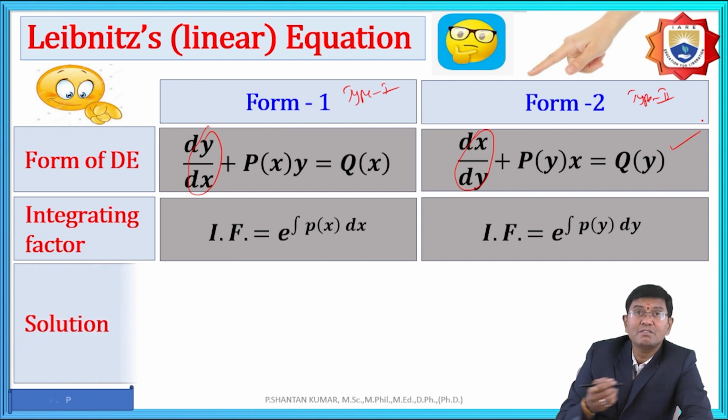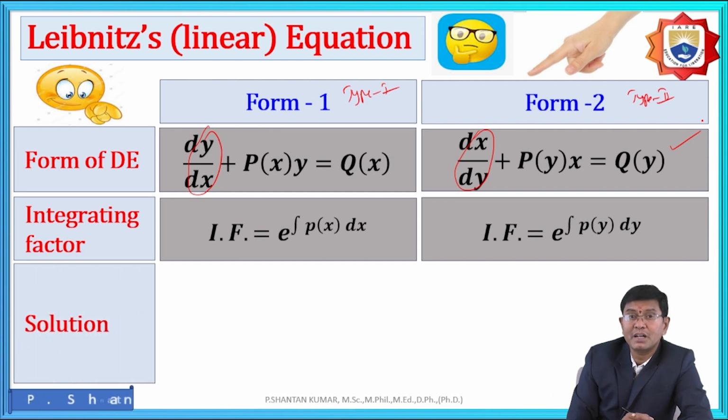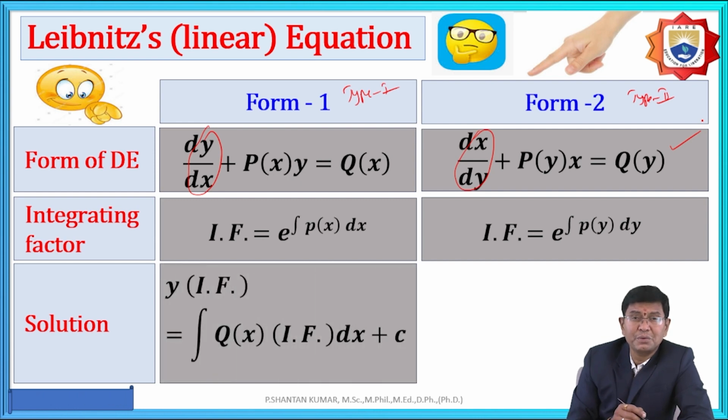And what is the solution for type 1? As we know, y into the integrating factor is equal to integration of Q into the integrating factor dx plus c. This is the type 1 formula for the general solution. And what is the general solution for type 2?